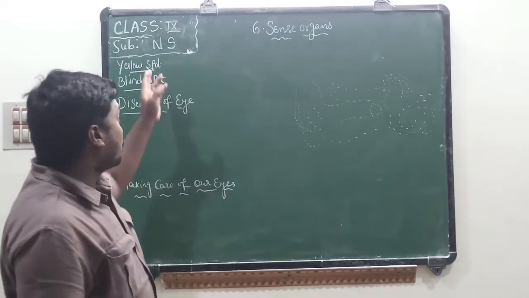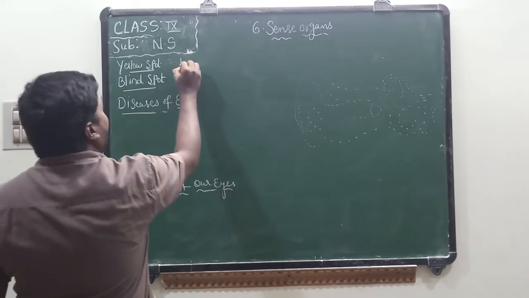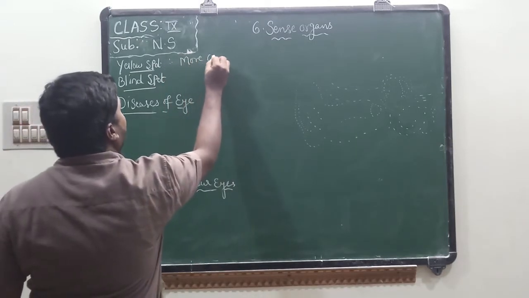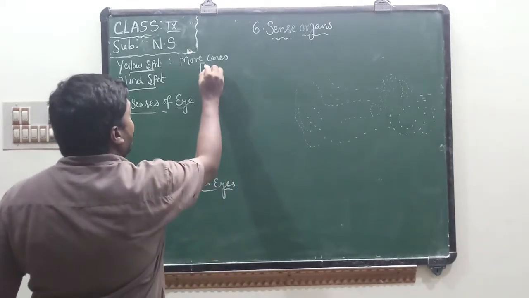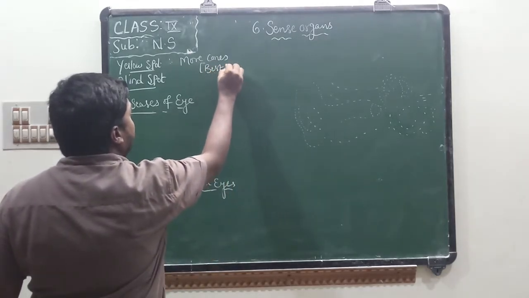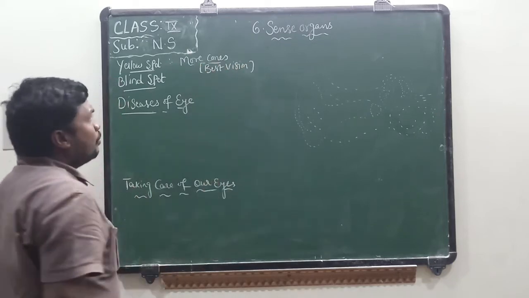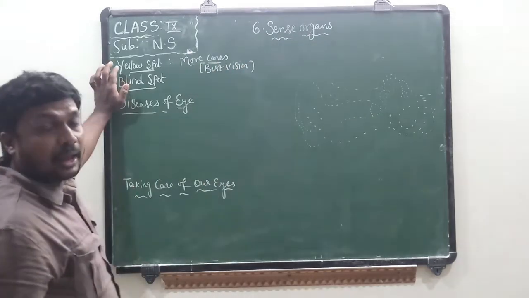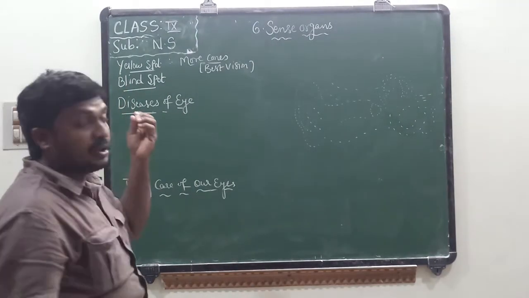Now I will explain about the yellow spot present in the eye. The part where more cones are present is called the yellow spot. Here we can find the best vision. Why? Because there are more cones in the yellow spot of the eye. This is very helpful for best vision.